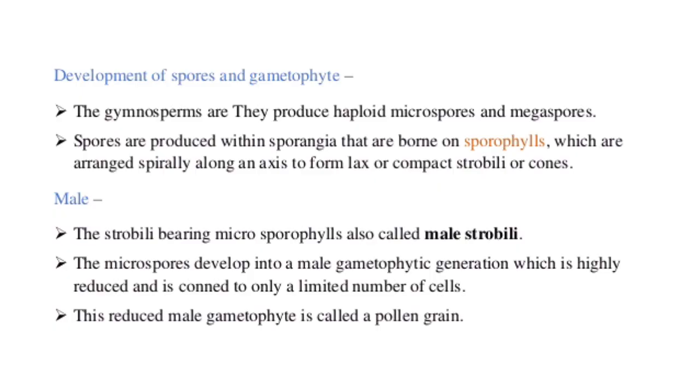Male. The strobili bearing microsporophylls are called male strobili. The microspores develop into a male gametophytic generation, which is highly reduced and is confined to only a limited number of cells. This reduced male gametophyte is called a pollen grain.